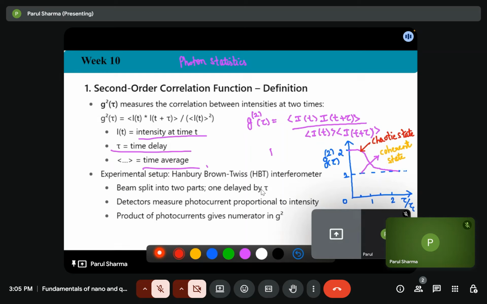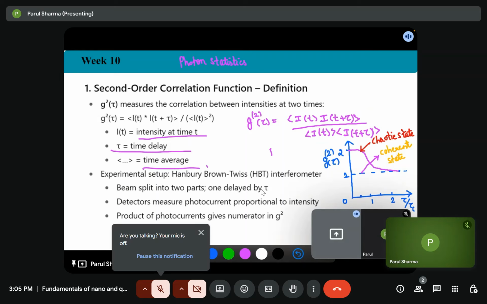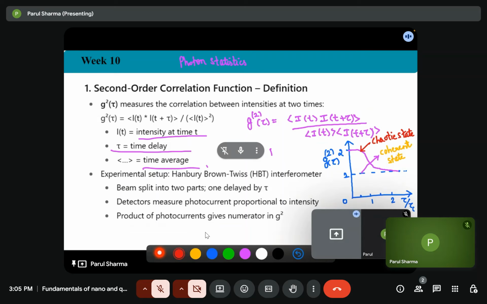To find this, we saw this experimental setup where the beam was split into two parts, one delayed by tau, and the detectors will measure photocurrent that will be proportional to the intensity, and the product of photocurrents will give the numerator in G2.